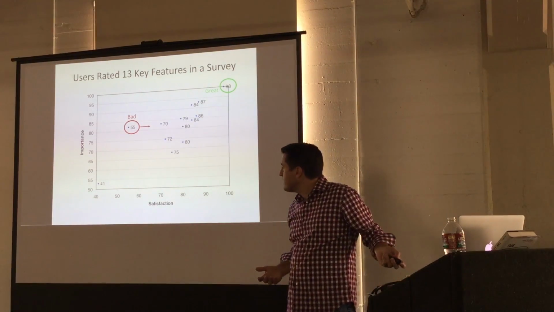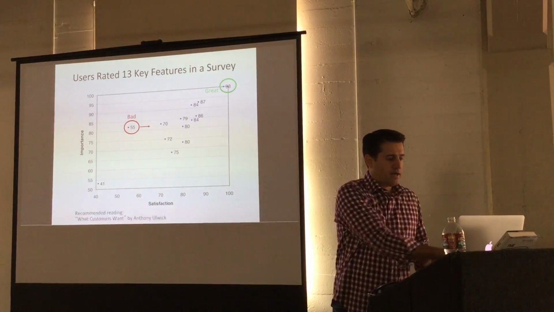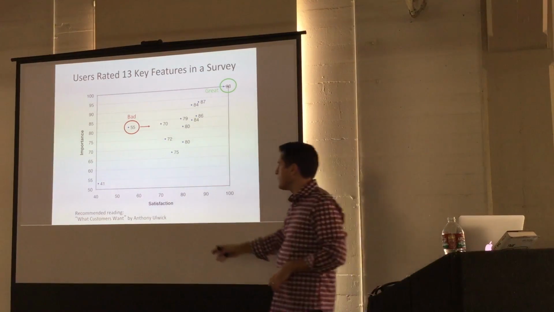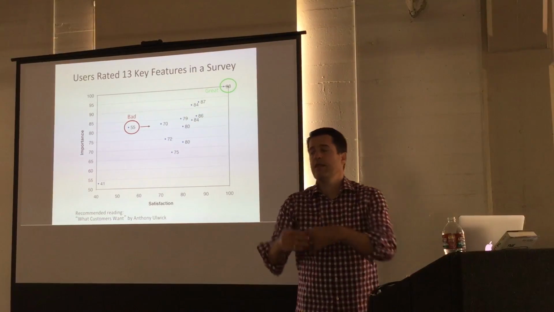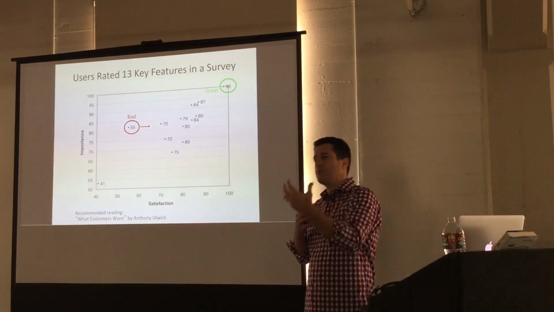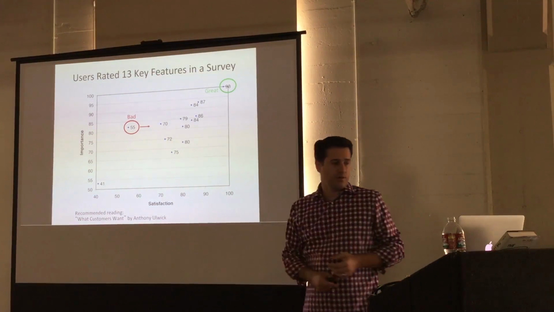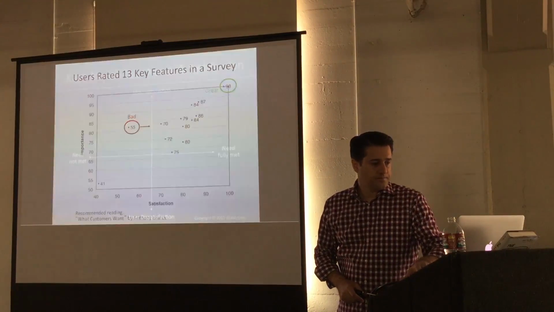And if you like this idea of getting quantitative about importance and satisfaction, then I recommend you check out this book called What Customers Want by Anthony Ulwick. I was also psyched when I created this framework and intuited it. Then later on, I found out there are other people talking about importance and satisfaction. So Anthony is one of those thought leaders that had that as well.